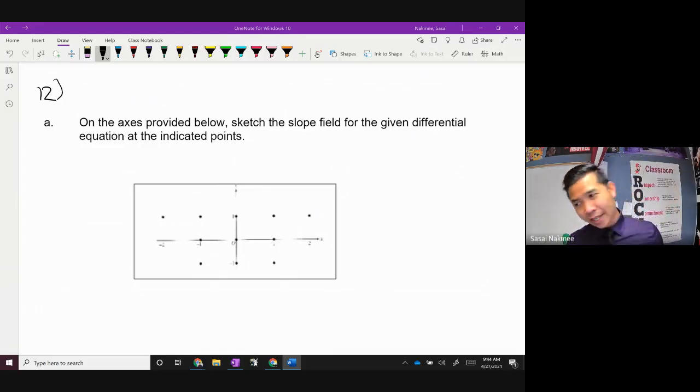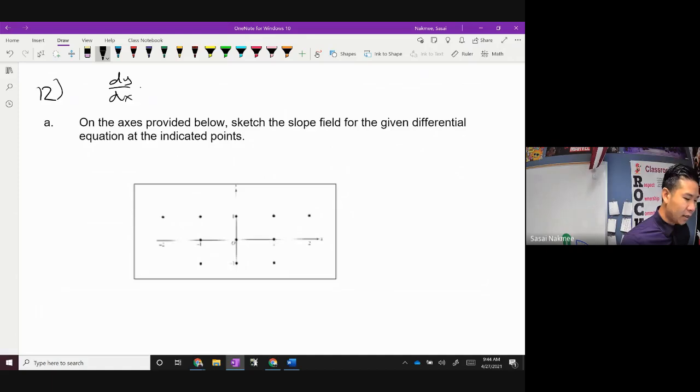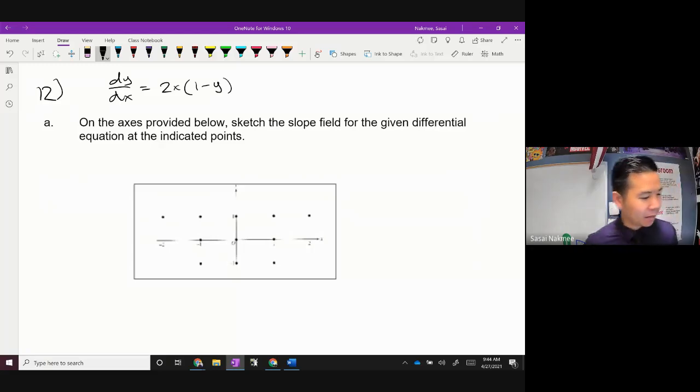So the one that you have was x times y minus 1 quantity squared. We're going to go with the differential equation dy/dx is equal to, let's go with, what's a good one? Let's go with 2x times 1 minus y. Let's go with that one right there. So all you have to do to create your slope field is you pick a point that you want to start off with. Let's start off with this point right here. This point right here is going to be the point 2, 1.